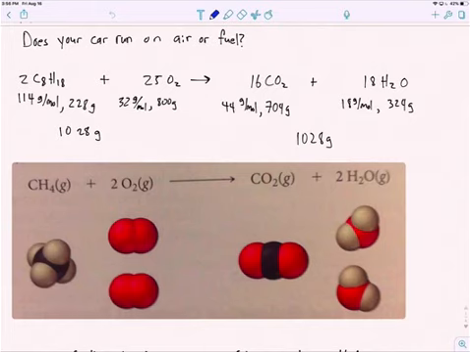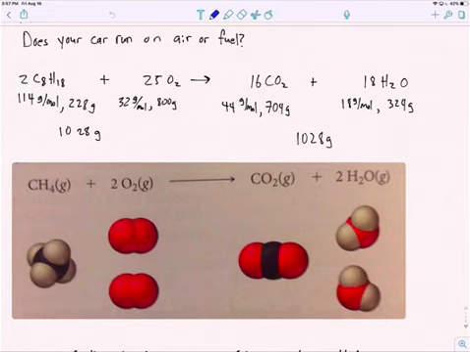So we have two octanes. It depends on the gasoline, but say it's pure octane. So we have 2 octanes plus 25 oxygens makes 16 carbon dioxide and 18 waters. I've already shown here 114 grams per mole for the octane, so 228 grams of octane, 800 grams of oxygen, forming 704 grams of carbon dioxide and 324 grams of water. Or 1,028 grams of reactants forms 1,028 grams of products.